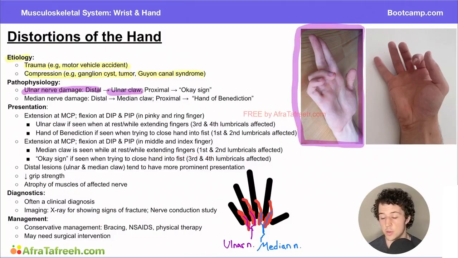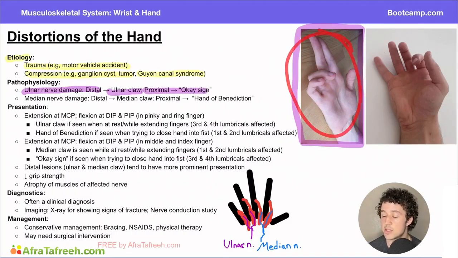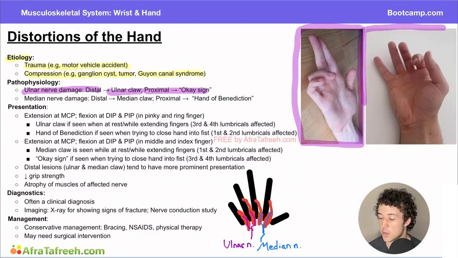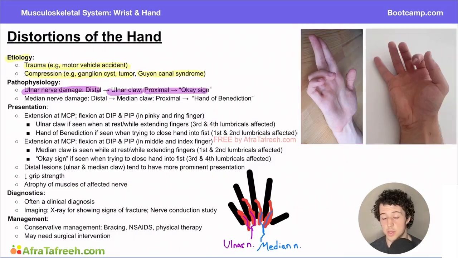Now instead, if the ulnar nerve was more proximal, the patient might not come in and have this severe of a presentation. Instead, what would happen is that if we opened the patient's hand and we asked them to make a fist, then they would show us this right here, which is known as the OK sign. Now that's sort of going to be the opposite than if we had median nerve damage.